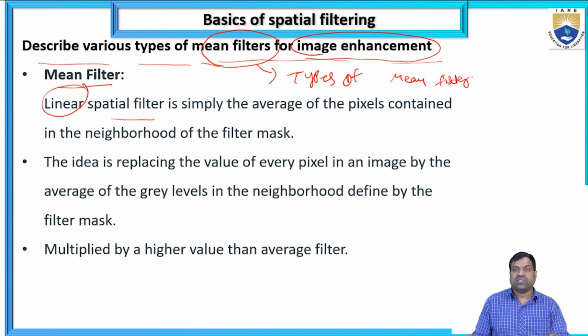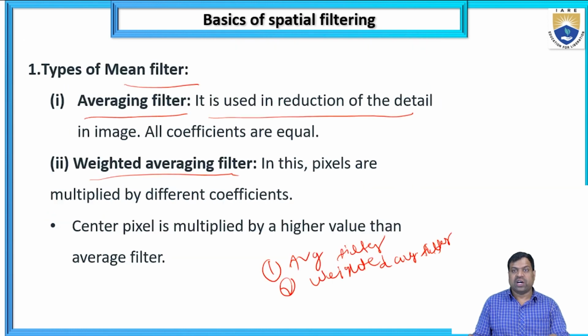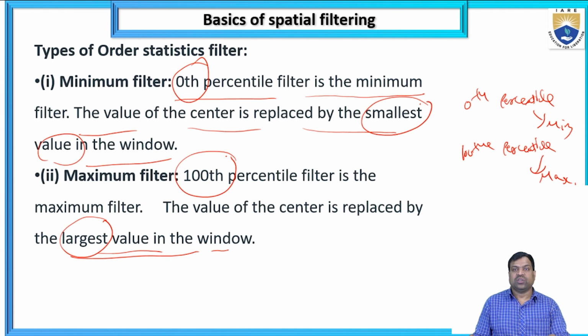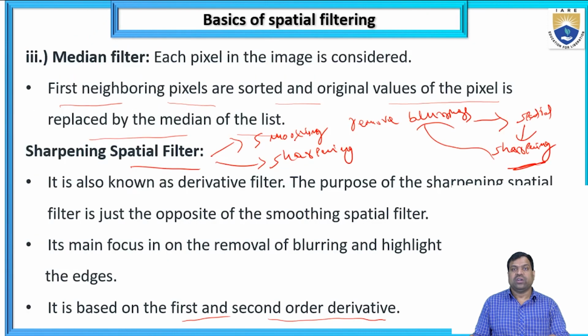What are the various types of mean filters? The mean filter is a linear spatial filter that contains the neighborhood of the filter mask. The idea is replacing the value of every pixel in an image by the average of the gray levels in the neighborhood defined by the filter mask. Types of mean filter: average filter, weighted average filter, and order statistic filters. In the order statistic: minimum filter, maximum filter, median filter, and sharpening spatial filter.